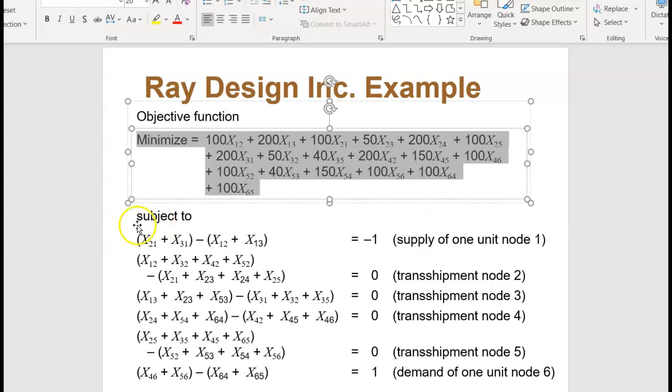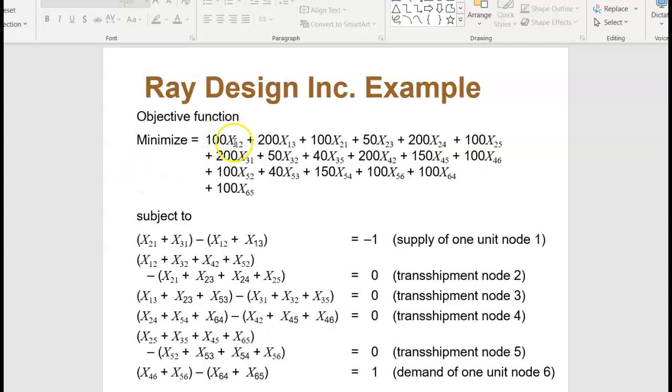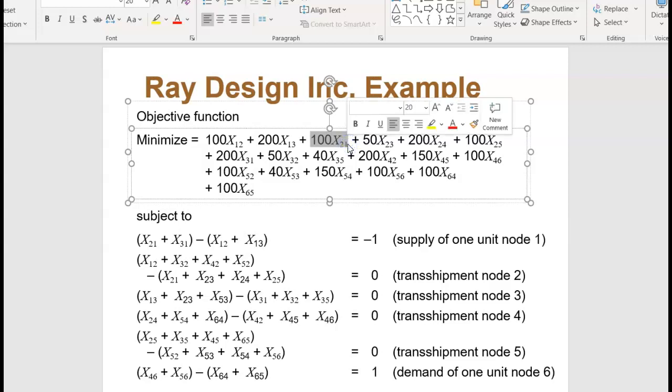Because if I go back to my network diagram here, node 1 to 2, the distance is 100 miles. Then if this route is taken, it will add 100 miles to total distance traveled, which is how we get this 100 times x12. What you also need to remember here is because this is now distance, and distance does not matter if the road is unidirectional or bidirectional, the distance will always remain the same. So the same 100 is going to be used for the way back, which is x21.